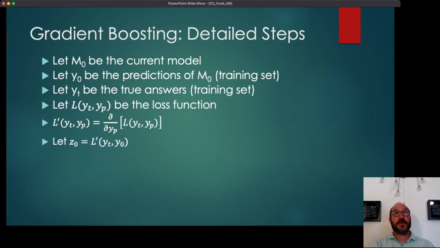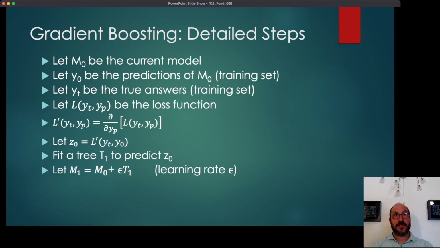And we compute this L prime of YT comma YP across Y0, our current predictions. So we've got our current model, we've got our current predictions, and now we've got the degree to which we would like to make those predictions bigger or smaller based on our loss function. That's this Z0. It's the degree of under or over prediction, how badly we want to make these things bigger or smaller. And now we fit a tree, call it T1, to predict Z0.